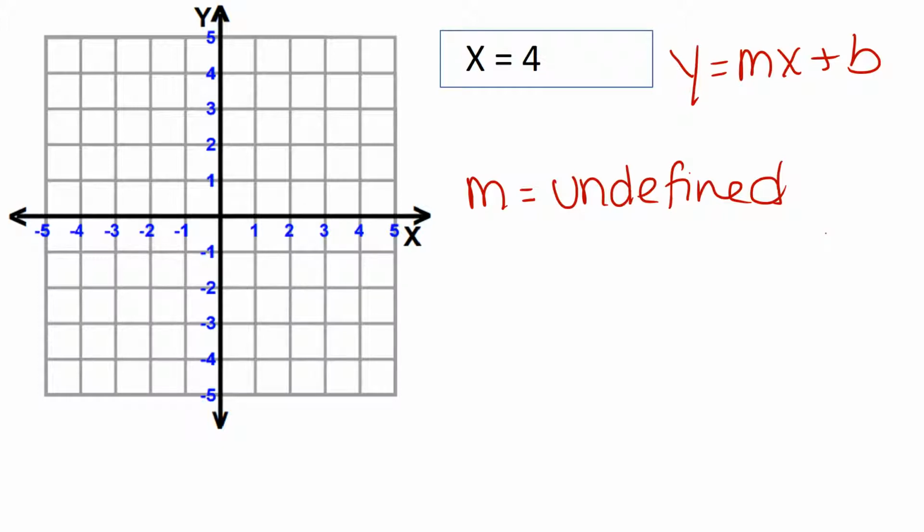This is graphed completely different than any other problem that we've done so far. With an undefined slope, we cannot graph an actual number. So what we're going to do, we're going to take this 4 value and we're going to go on the x-axis. The x-axis goes side to side, so I'm going to go to 4 on the x-axis. It's an x equals equation. We graph it on the x-axis. An undefined slope is going to go straight up and down. Undefined goes straight up and down.